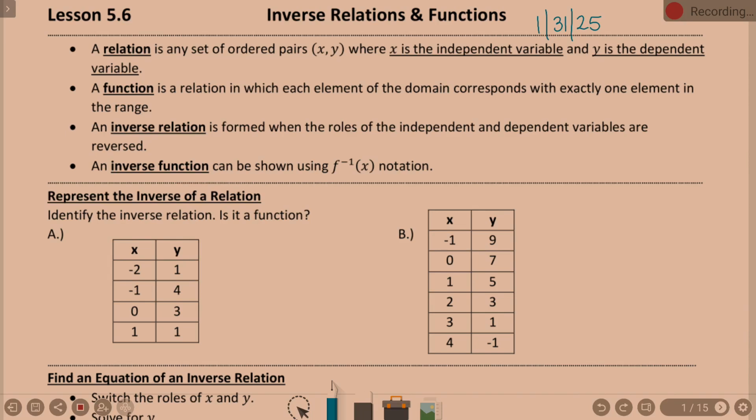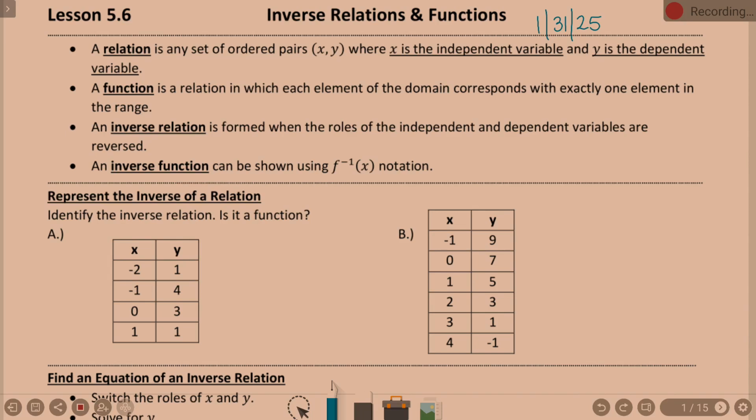When we talk about the word relation, a relation is any set of ordered pairs where x is the independent variable and y is the dependent variable. So just a relation, a set of ordered pairs. You'll see in the first set of examples we have some set of ordered pairs. They could be written like this, or they could be written in parentheses, right? In any ordered pair, x is generally the independent variable, and y is the dependent variable. So y depends on the value of x.